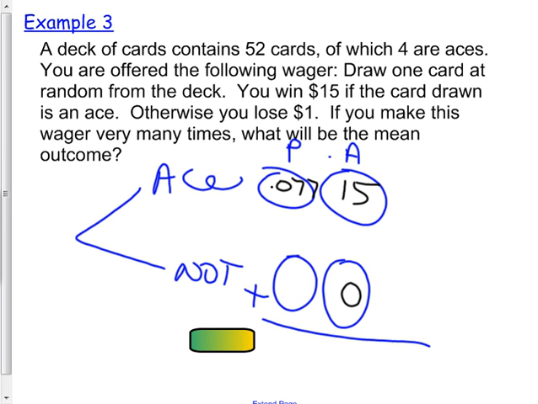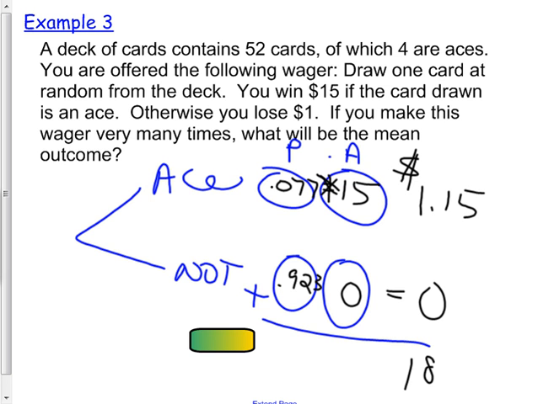0.077, thank you. And then there's like a 93%, or 0.923, chance of not. And then the nice part about multiplying by 0 is that it's just 0. And this one, somebody needs to help me with. What is 0.077 times 15? Good enough, thank you. $1.15 plus 0 is $1.15.